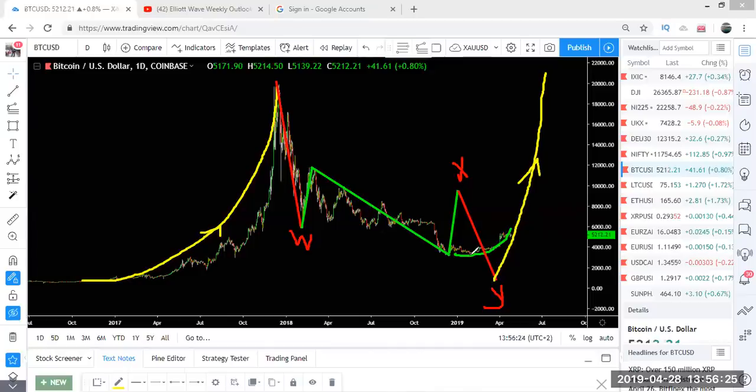The current move that is happening now, which is this one that I've indicated with green, I'm going to clean it up here now. This move is actually this one.